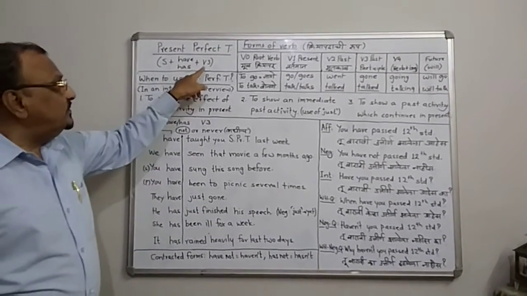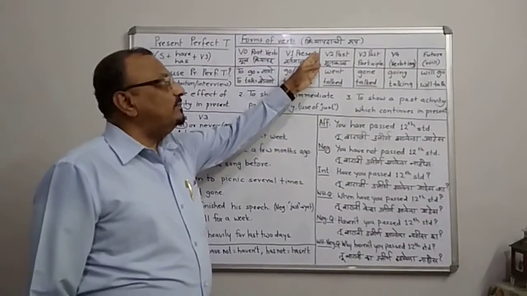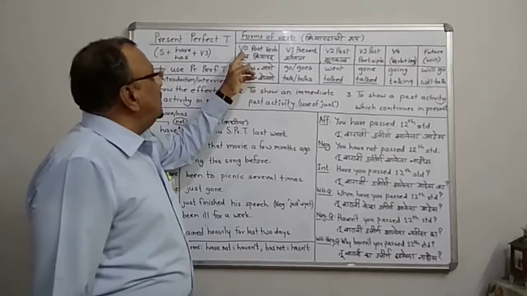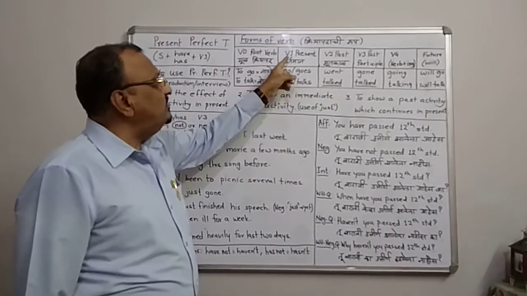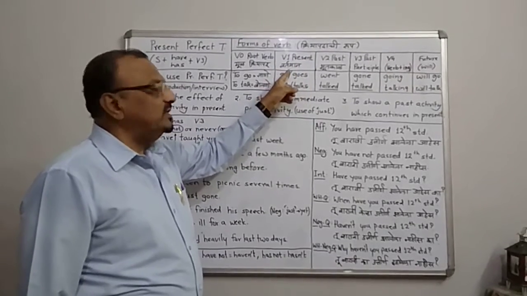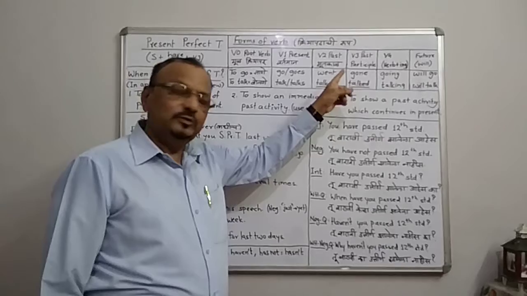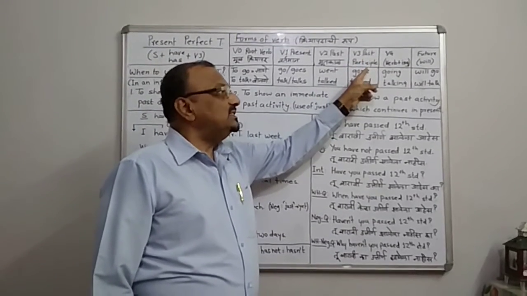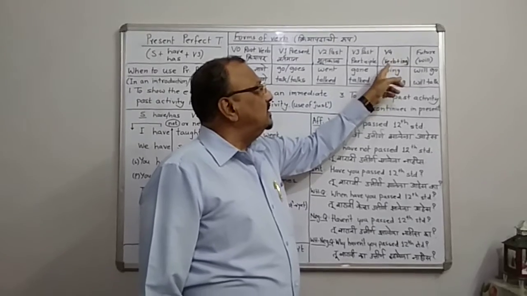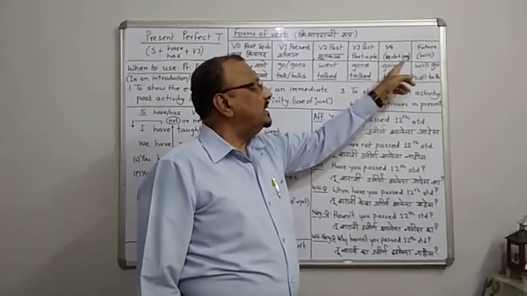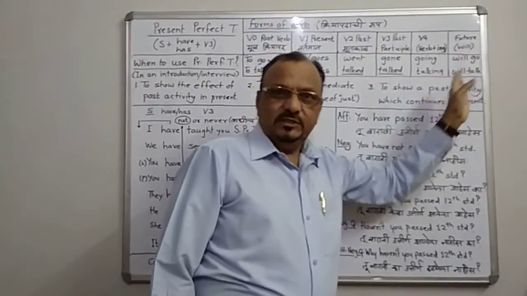Now what is V3? To understand this, let us see the forms of verb. V0 is a root verb. V1 is the present form of the verb. V2 is the past form of the verb. V3 is the past participle, which is used in perfect tense. V4 means verb plus ing, and future means adding will before the verb.